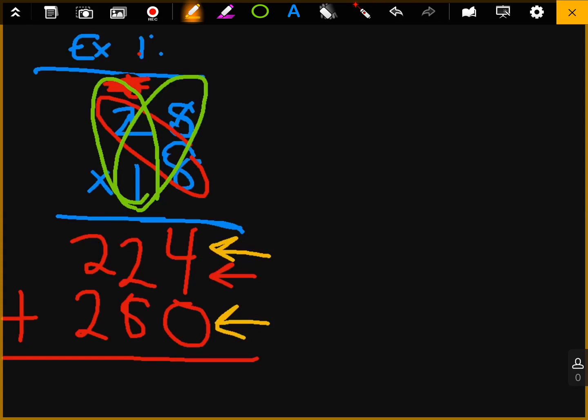When you multiply two numbers, your answer is the product. So this is a partial product, and this is a partial product. It's not your full answer yet. You have to add them.